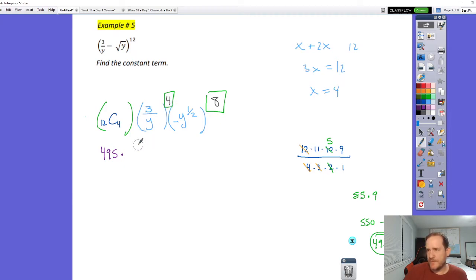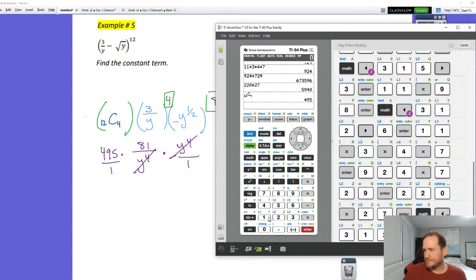4 to the 3 is 81 over y to the 4th. This will be, well, there's no coefficient, so. But do recall that it's a negative to an even power, so it'll turn positive. So this will just be a y to the 4th. Put that over 1 if you wish. You can get those to cancel. We wanted a constant. We got a constant. 495 times 81 is the answer.